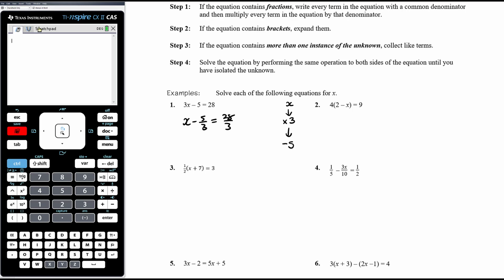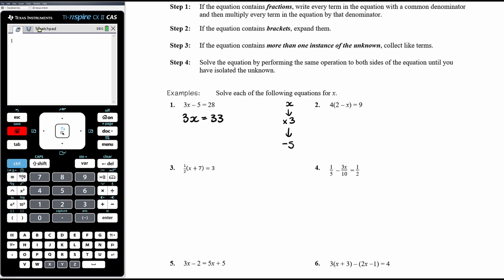Then you could add 5 thirds, and that would be a perfectly valid solution process. But you create fractions and more complicated expressions along the way if you don't go with the more natural order. It's much more natural. The last thing that's happening to x is that 5 is being subtracted from it, so let's add 5 to both sides. That gives us 3x equals 33.